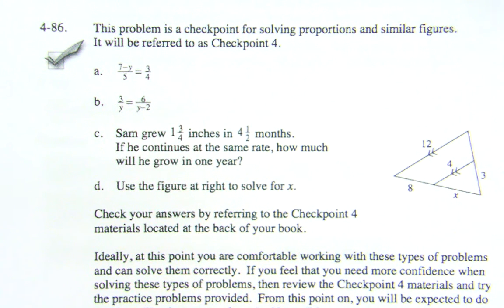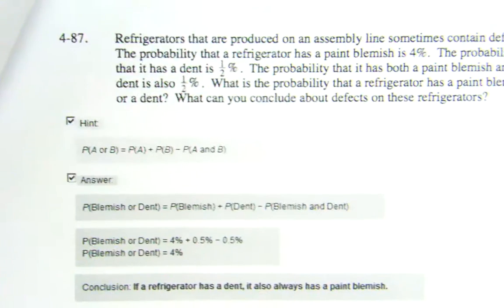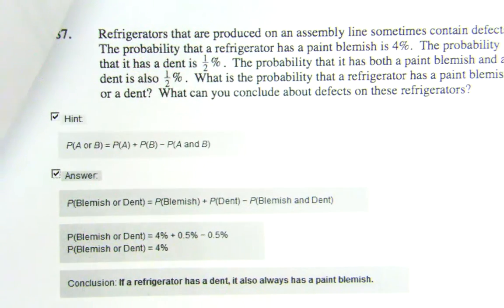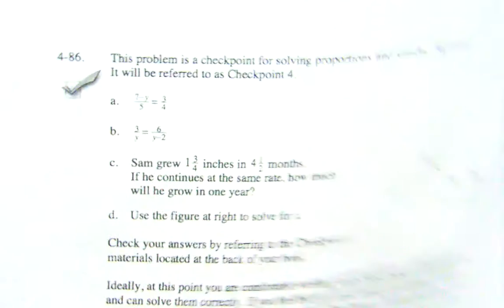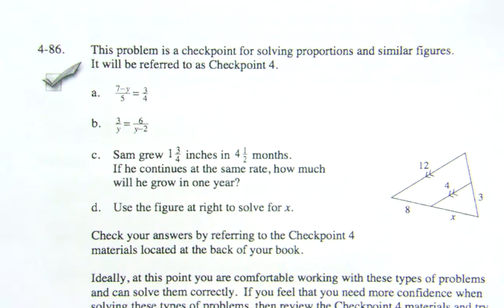Okay, so for Math 2, tonight's homework, I'm only going to do number 86 and number 87 because the rest of them seem to be sufficient. 86, for A and B, I don't know what to tell you. You should be comfortable solving proportions now.